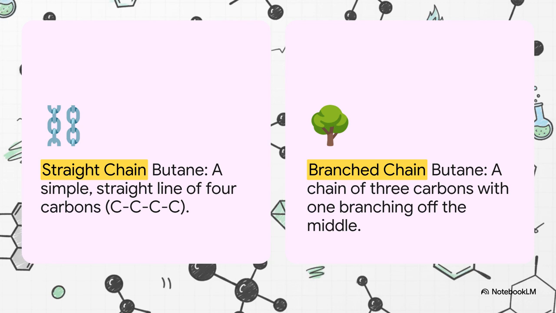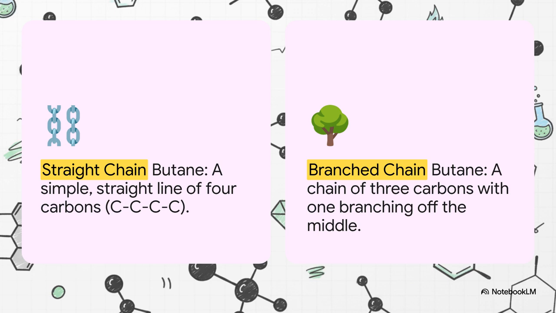Let's look at a classic example, butane. The formula is C4H10. On the left, you can arrange those 4 carbons in a nice, simple straight line. But you could also arrange the exact same atoms like you see on the right, a chain of 3 with the 4th one branching off the middle. They're both C4H10, but they are totally different molecules with different properties.